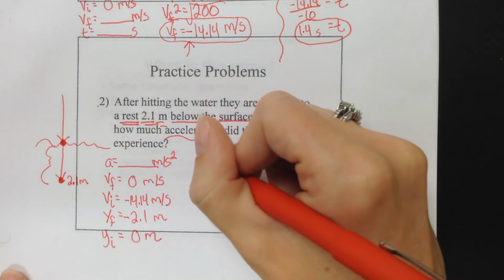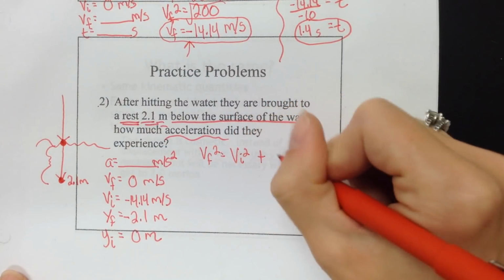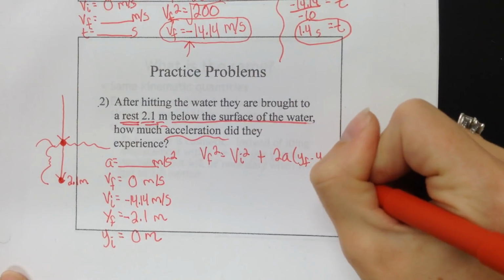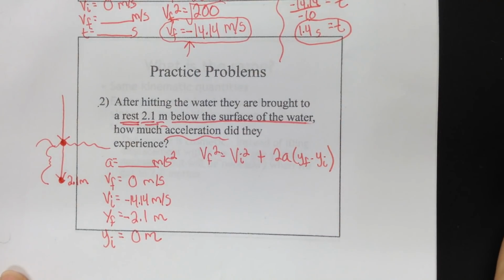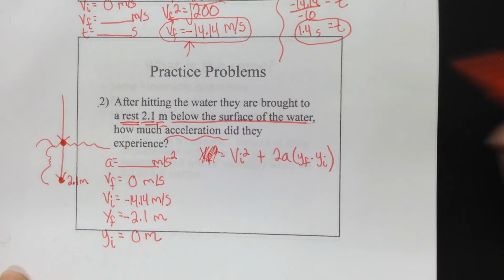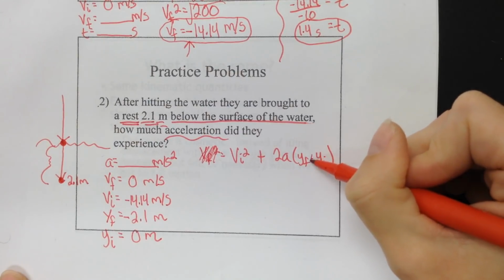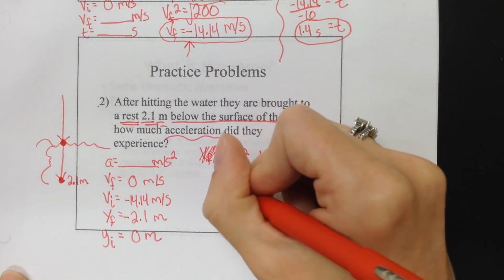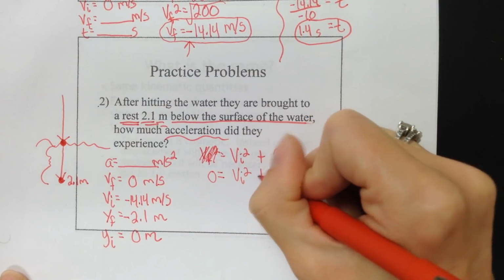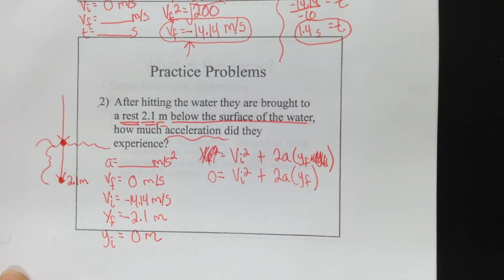So we're going to have v f squared is equal to v i squared plus 2a times y of f minus y of i. And then get rid of your zeros. So this time our final velocity is 0 and our y of i is 0. So that minus y of i is gone. So I'm going to clean this up. We have nothing left on this side of the equal. V i squared plus 2a y of f is what's left.